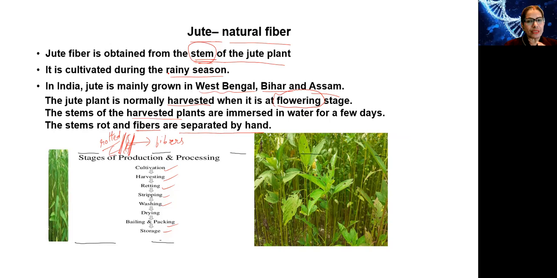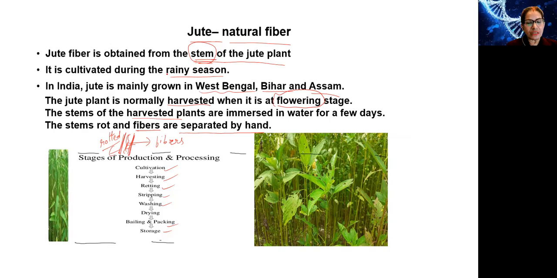So what is done at the harvesting time? When the jute plant is mature, at the flowering stage, the stem is removed and it is immersed in water. It is soaked in water for a few days so that the stem rots. The outer covering will rot, and from inside the fibers can be removed. Then these fibers are dried and they are used as jute fibers. So this is about the natural fibers.